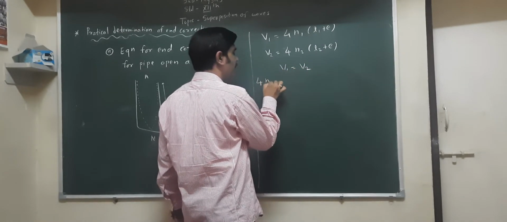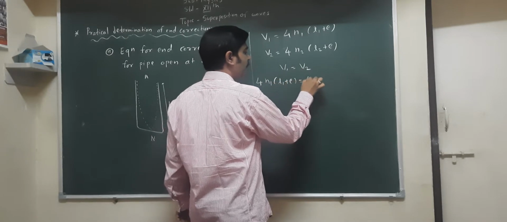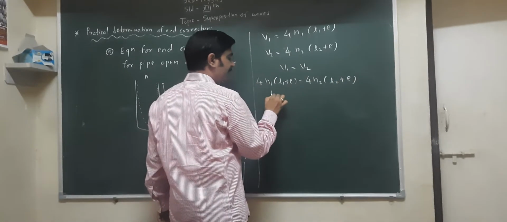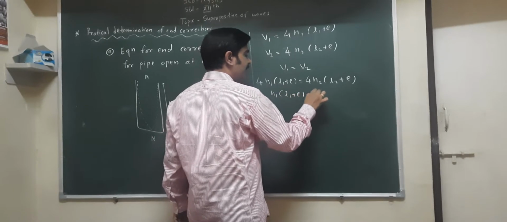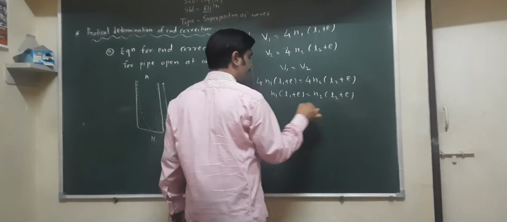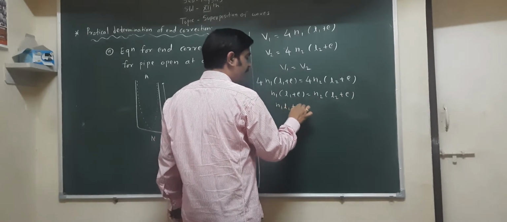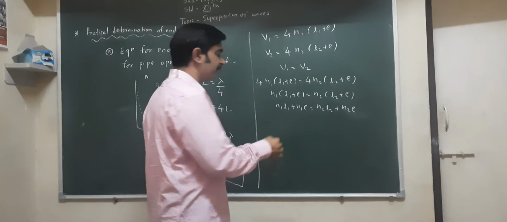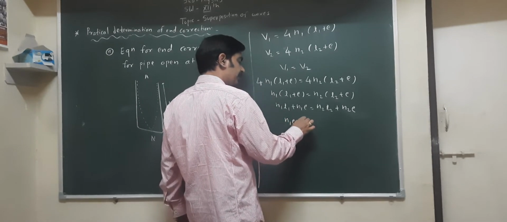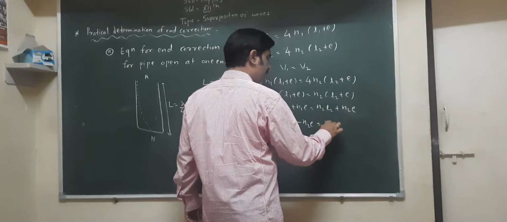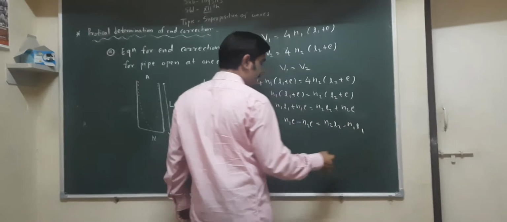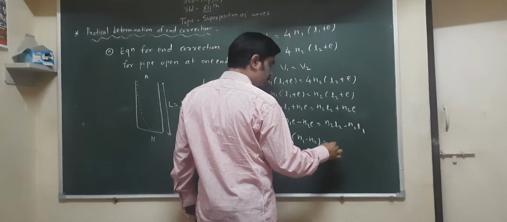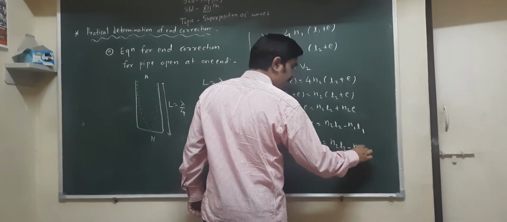So 4 n1 into bracket l1 plus e is equal to 4 n2 into bracket l2 plus e. So 4 will get cancelled: n1 into bracket l1 plus e, n2 into bracket l2 plus e. Now do the multiplication: n1 l1 plus n1 e, n2 l2 plus n2 e. Now take these like terms: n1 e minus n2 e is equal to n2 l2 minus n1 l1. So take e as common. So e into n1 minus n2 is equal to n2 l2 minus n1 l1.